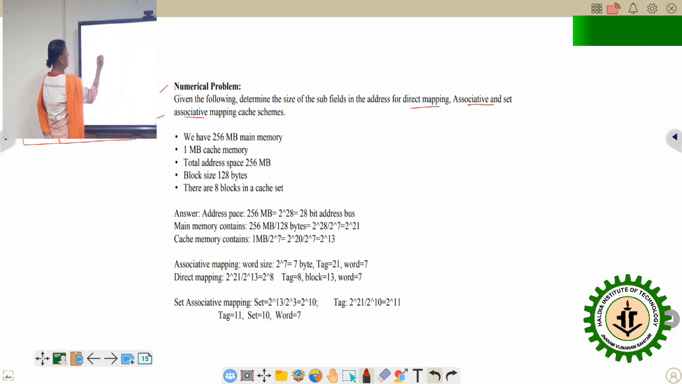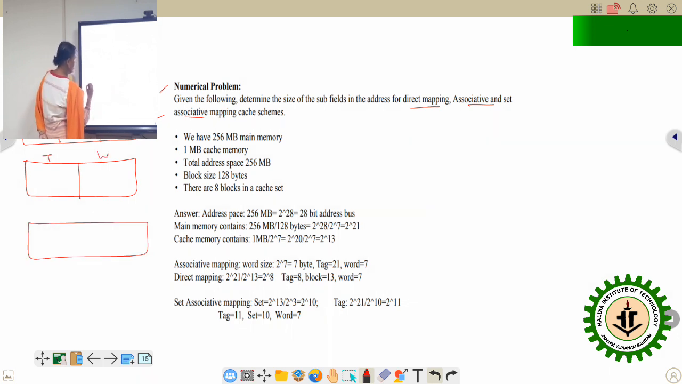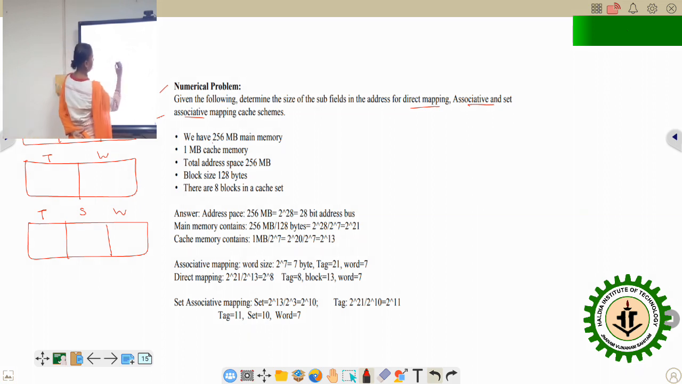Subfields means, for direct mapping, tag, block and word. Similarly, for associative mapping only tag and word. And finally for set associative mapping, tag, set value and the word value. So how many bits are required to represent those subfields is what this numerical problem gives. Here is the data.